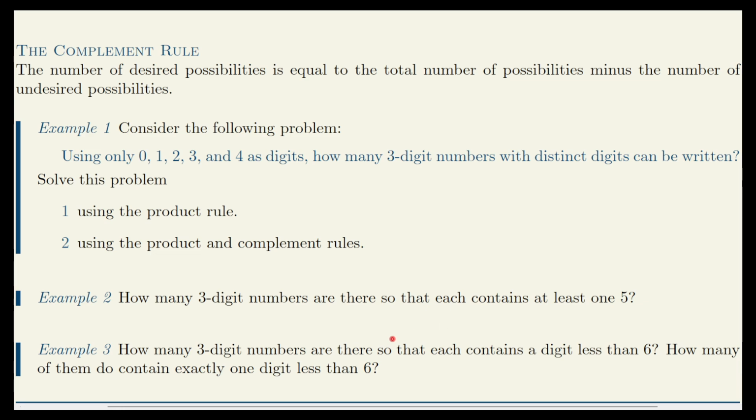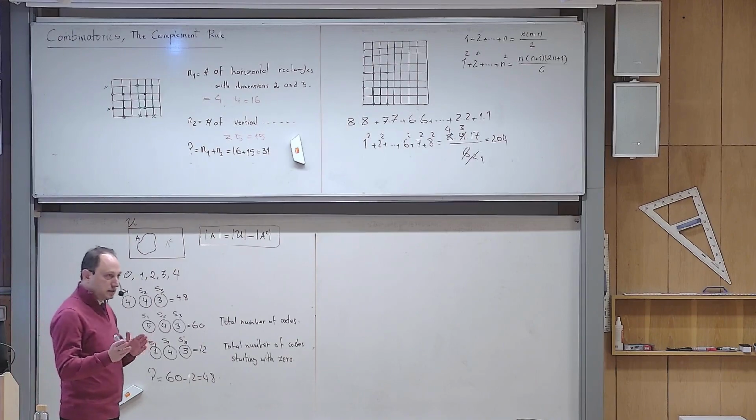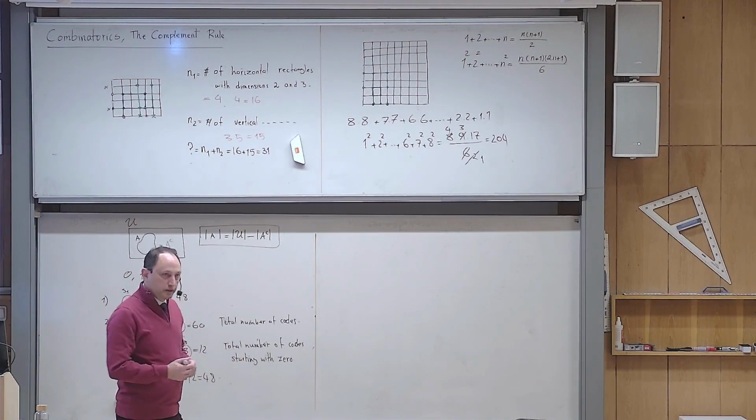Okay. So let us solve example 2 first, but without using the complement rule. You really don't need the complement rule because you can use the product rule and the sum rule to solve that problem, but then you will see that using the complement rule makes it easier. So I am looking for 3-digit numbers which contain at least one 5. If you translate this language, at least one 5 means that there should be either one 5, or two 5s, or three 5s. These are the only possibilities, yes?